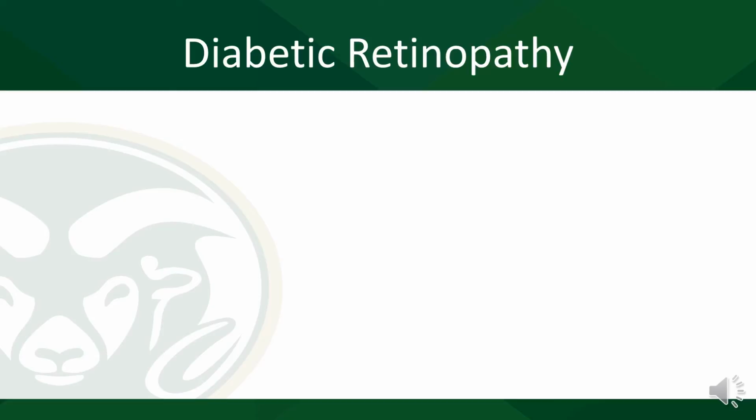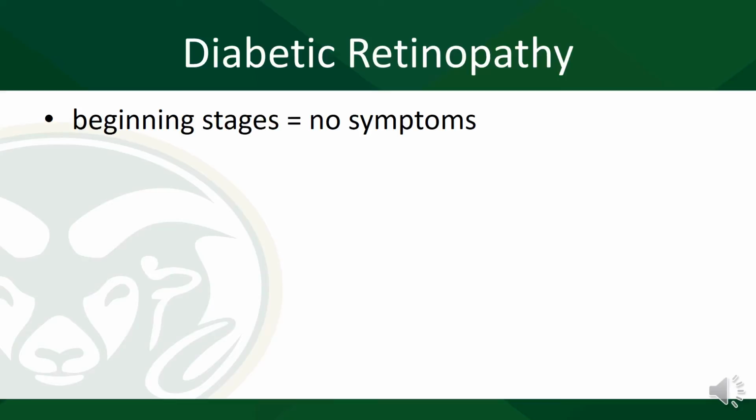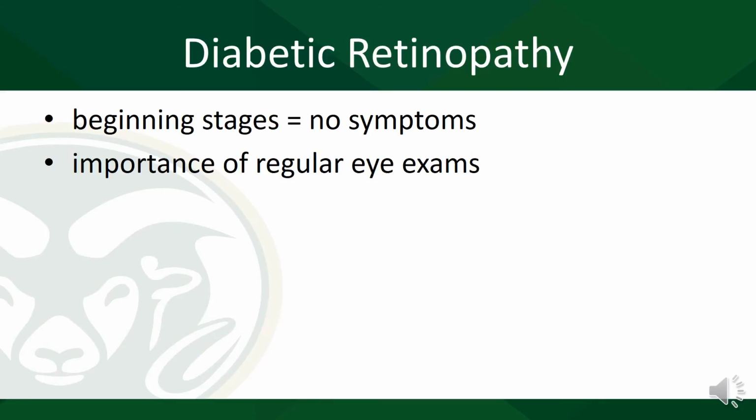Elevated blood glucose can also damage the retina, which is the light-sensitive lining in the back of the eye. This is known as retinopathy. In the beginning stages, there are often no symptoms, which illustrates the importance of regular eye exams. In some cases, the identification of retinopathy can lead to a diagnosis of diabetes for individuals who were unaware they had the condition. Once diabetes is present, regular exams can catch retinopathy from the beginning and monitor progression.